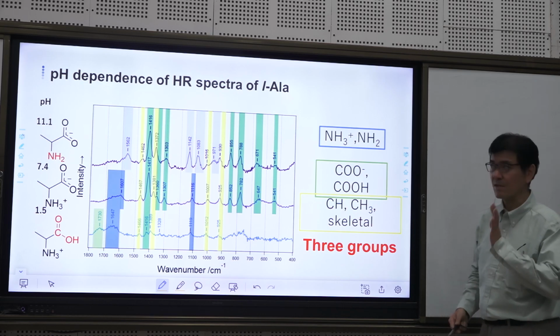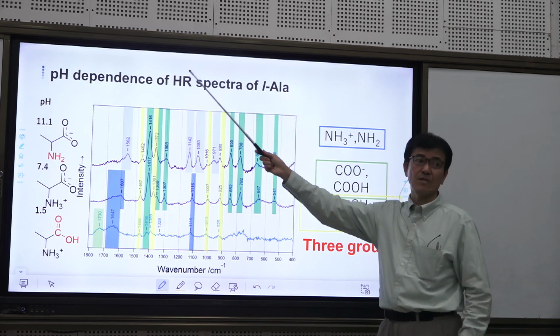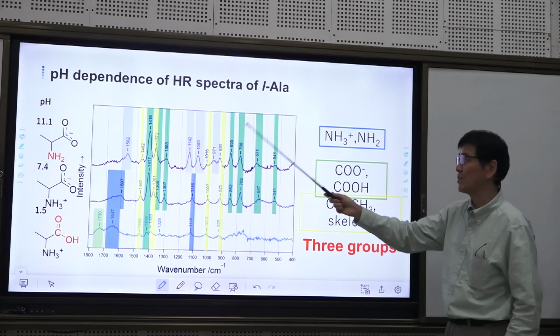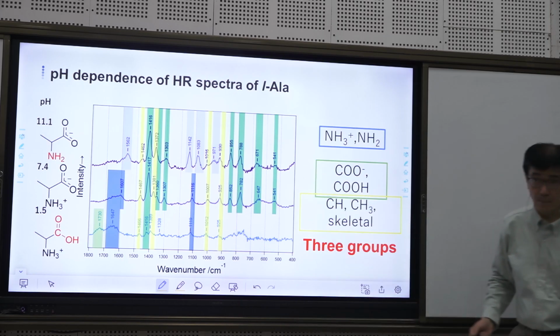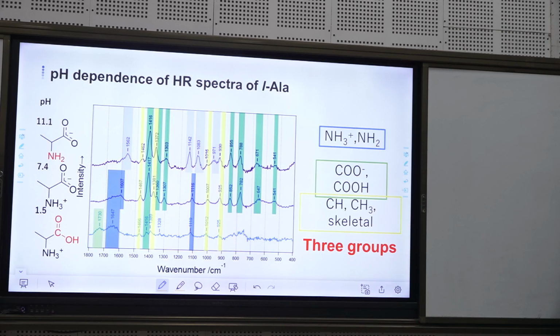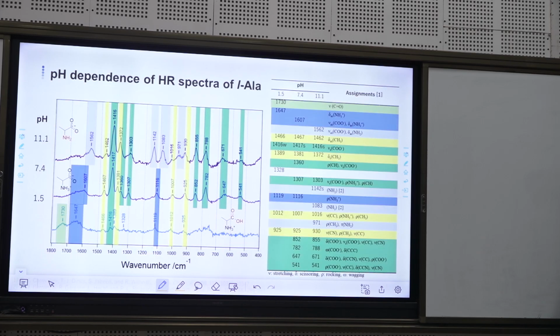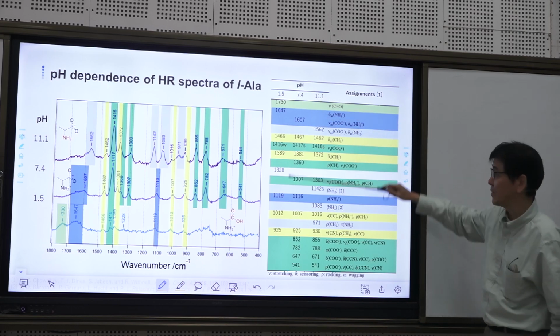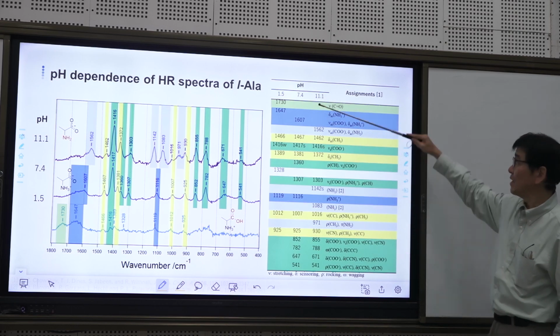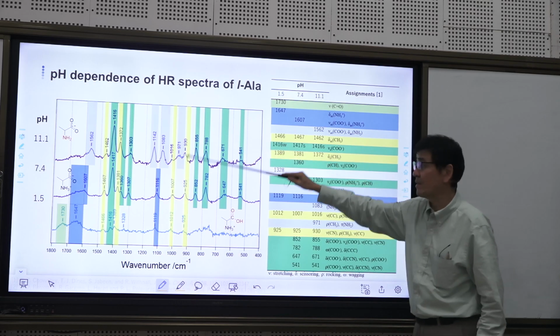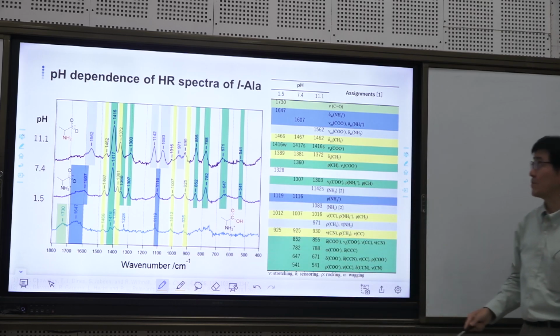Still, I don't think the hyper-Raman spectrum gives unique information. It is comparable with the Raman spectrum. I skip this page. The assignment is given here and entirely matches with those of the Raman spectrum.